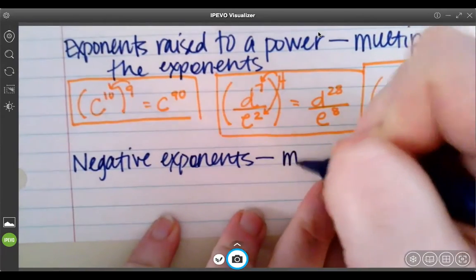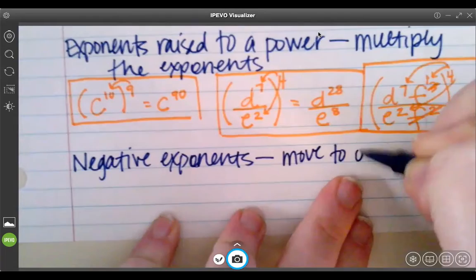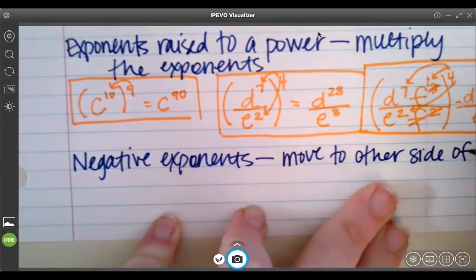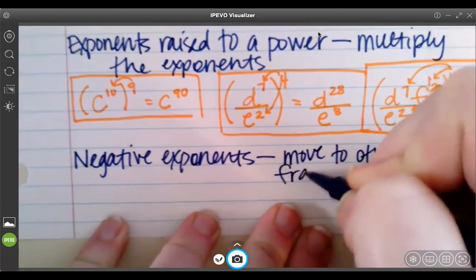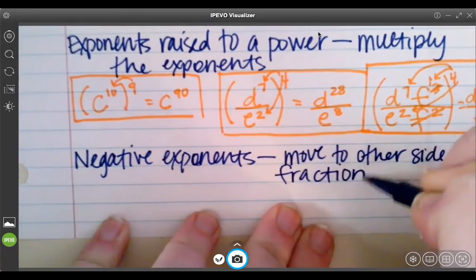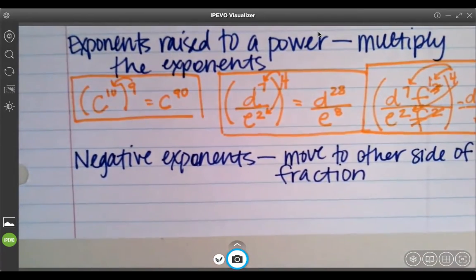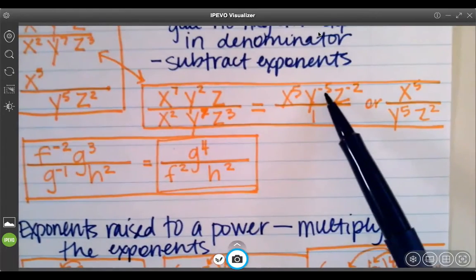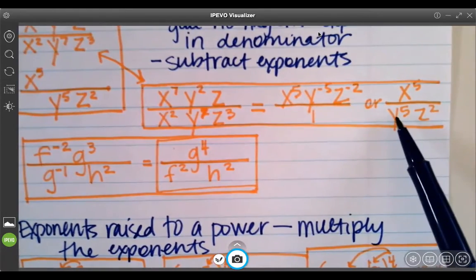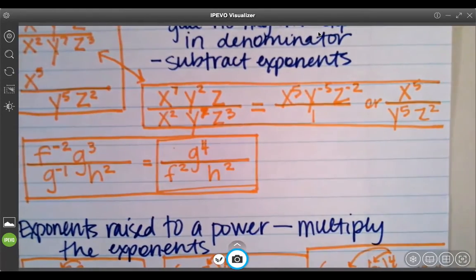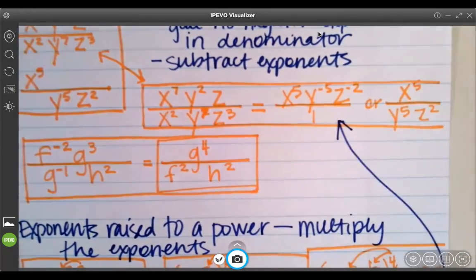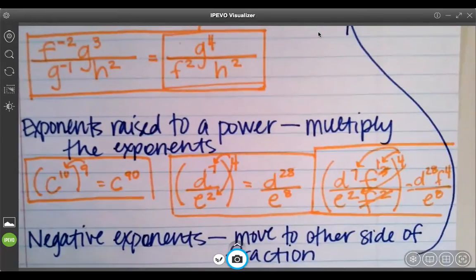So we're going to say move to other side of fraction. And we've already done that. We did that up here with dividing the terms, right? We had y to the -5th, and then we brought it down to the bottom and made it positive. So I'm going to just draw this arrow right up there, because that's where we did that.